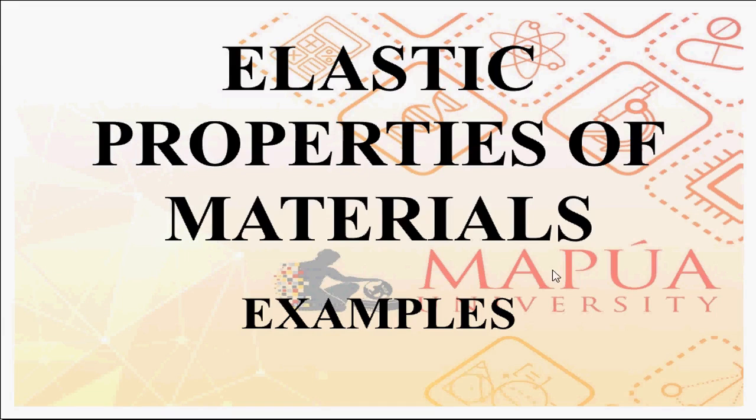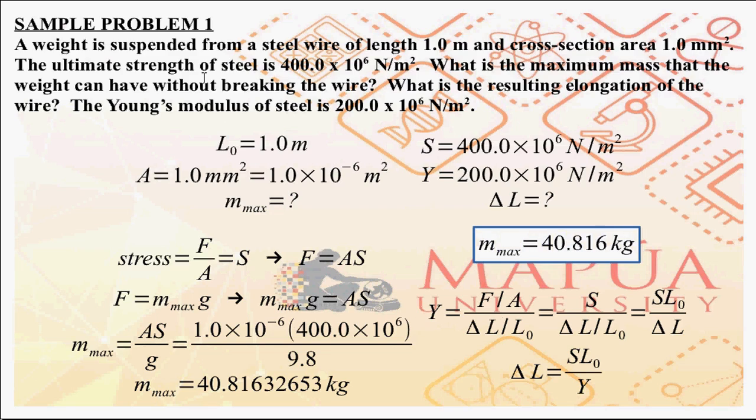And now let's have the examples part of our discussion on the elastic properties of materials. Consider the following problem. Sample problem number 1. A weight is suspended from a steel wire of length 1 meter and cross-section area 1 millimeter squared.